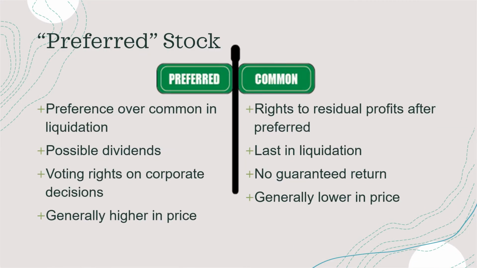Let's start by comparing some of the differences between common and preferred stock. Preferred stock offers its holders liquidation, dividends, voting rights, and certain other preferences not typically available for common stockholders. The common shares get some of their rights after the preferred stockholders are taken care of. There's a reason it's called preferred stock.